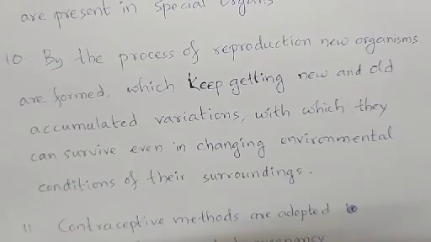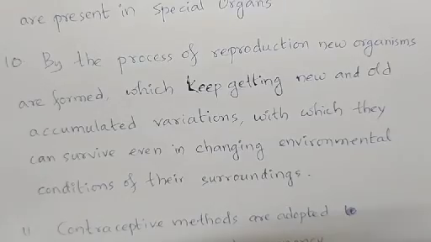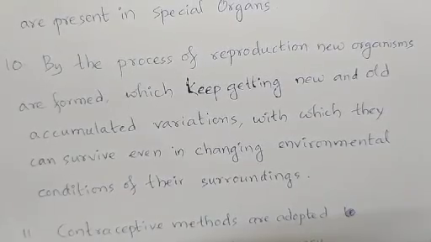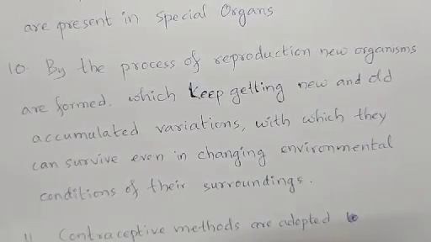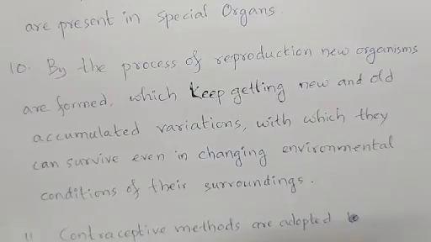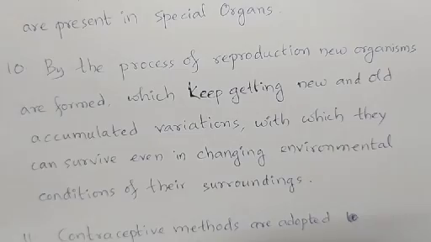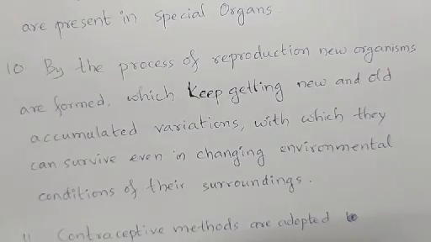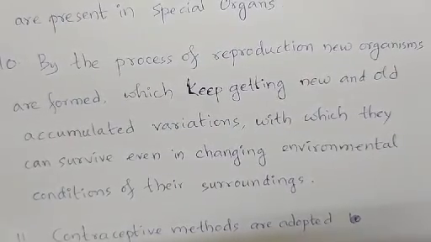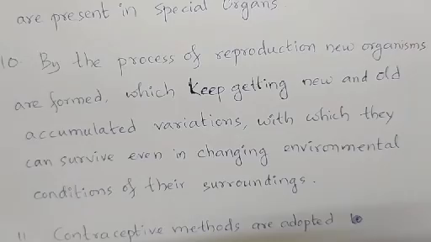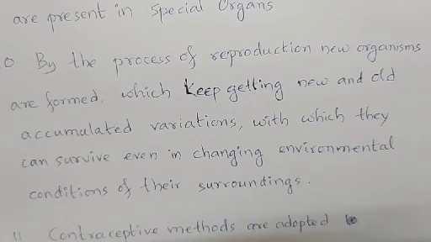10th question. How does reproduction help in providing stability to the population of a species? By the process of reproduction, new organisms are formed which keep getting new and old accumulated variations. Means the new organisms get new variations as well as old accumulated variations also. With all these variations, these new organisms can survive even in changing environmental conditions of their surroundings. Thus, a stability of population is maintained. Okay, the species is maintained on the earth.